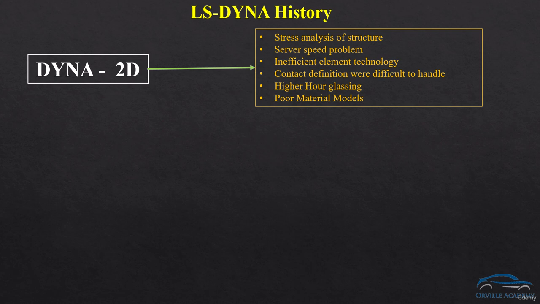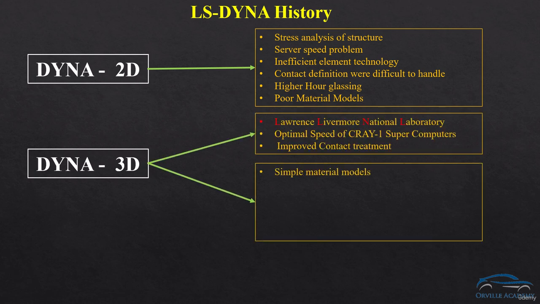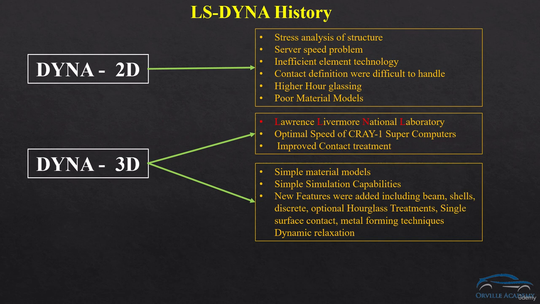To overcome this drawback, another version of Dyna known as Dyna 3D was released by John Hallquist at LLNL. Lots of new additions and improvements were made in Dyna 3D. These improvements include better contact treatment, simple material model and the simple simulation capabilities. In addition to that, there were also new features added in terms of elements for the beam, shell and the discrete element. In Dyna 3D, there were also additions for the optional hourglass treatment, single surface contact, different metal forming techniques and the capability to do the dynamic relaxation problem.